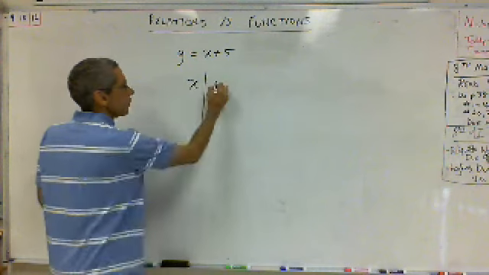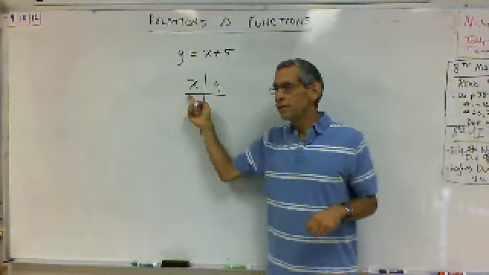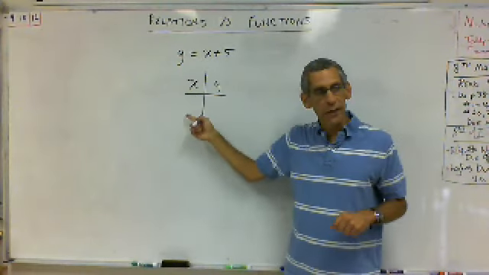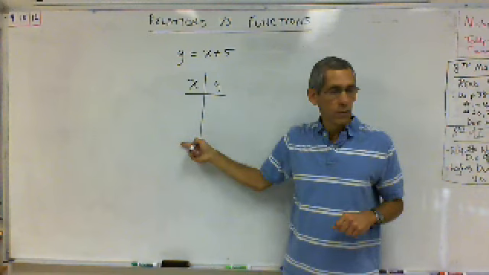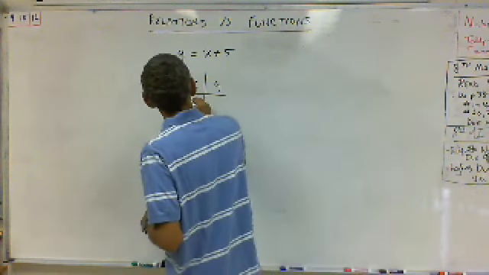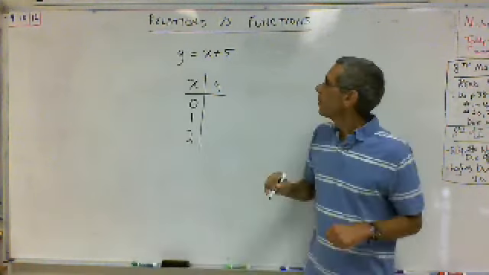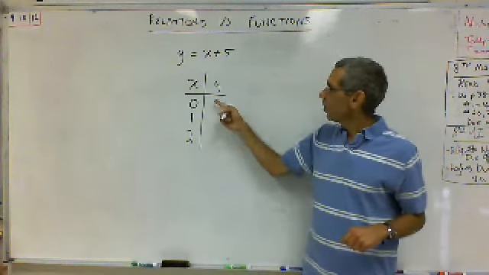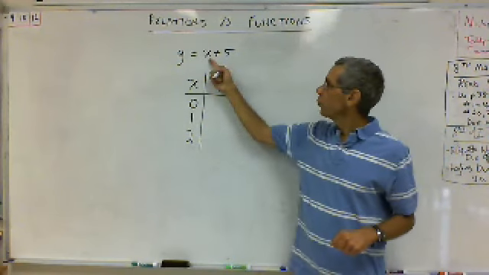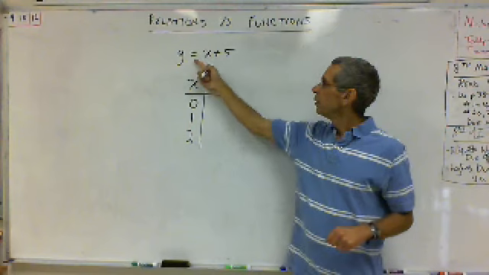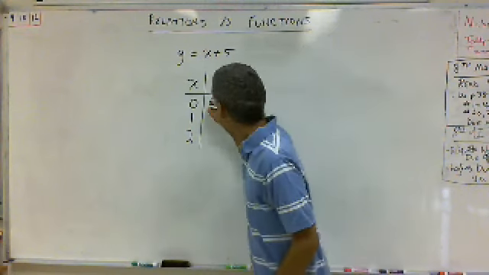Okay, so I'm going to do my T-chart. X, Y, and I always start with my x, right? I choose my value for my x. You agree with me? Alright, so I'm going to say 0, 1, and 2 are my values for my x. And then I'm going to figure out what y is when I plug these in. So if x were 0, what would y be? If x were 0, 5. 5.